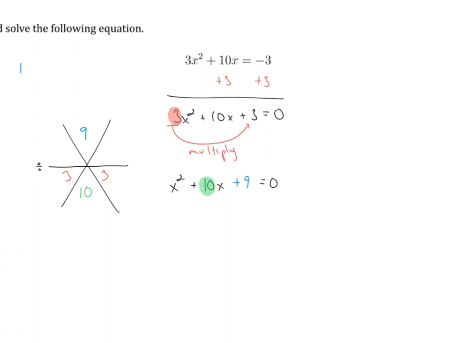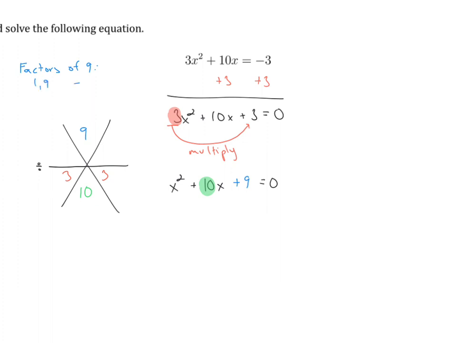So what I'm looking for here is factors of positive 9 this time. Now, these factors of positive 9 also have to add to 10. Well, taking a look at the factors, we have 1 and 9.